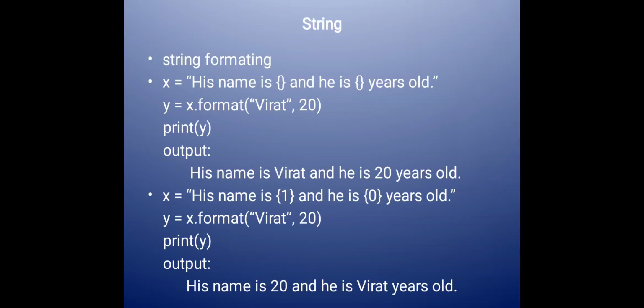What happened here? That means the first value I have taken is Virat, but it goes to the placeholder which has the indexed value 0, right? So Virat goes to the 0th placeholder and 20 goes to the first placeholder. So we have to take care while indexing the placeholders. In this case, if the first placeholder's value was 0 and second placeholder's value was 1, then the output will be his name is Virat and he is 20 years old. But here it is opposite. That's why we have got the output like this.